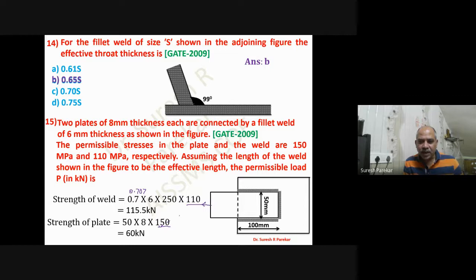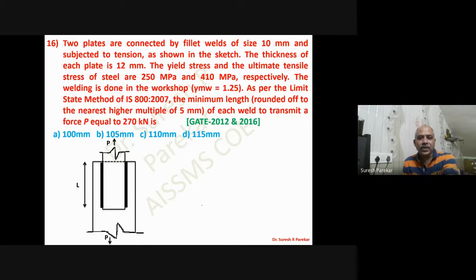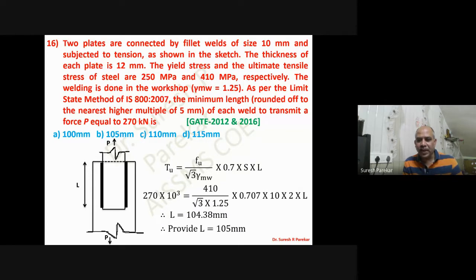And we have this value that is 60 kilonewton. Then two plates we have given, and we are interested to find the length of weld. Force P applied is 270 kilonewton, and then we have to use IS 800:2007. So we have Tu is equal to Fu upon root 3 gamma mw.